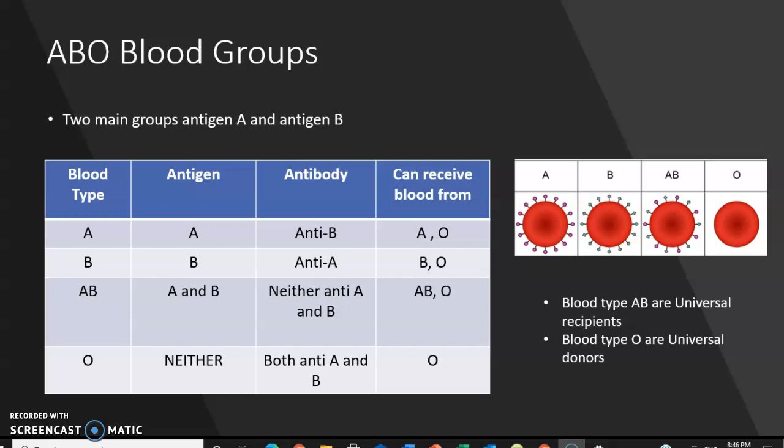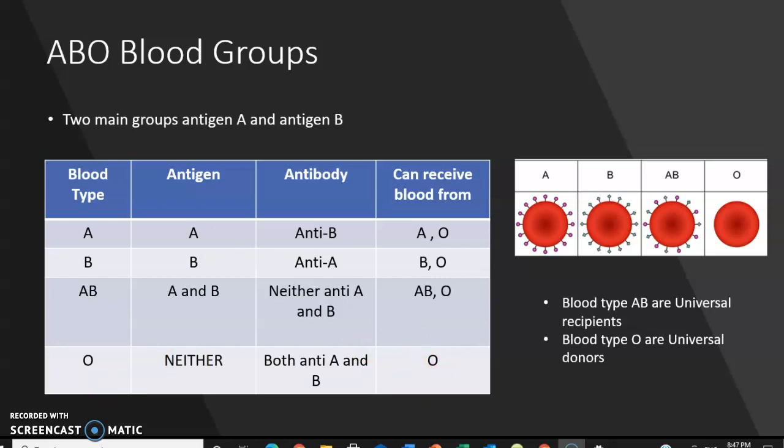On the other hand, blood type O are universal donors. They can give blood to A, to B, and to AB. However, they can only receive blood from the same type as them, which is O.